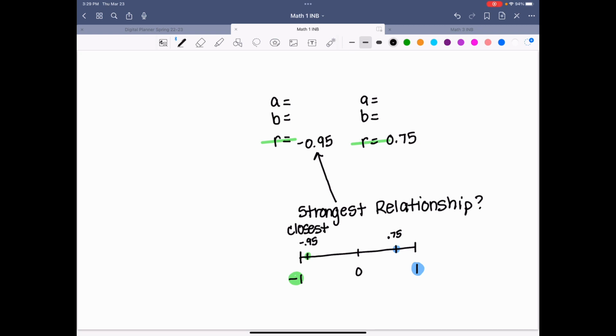Do not make the mistake of thinking that negative means weak. Negative does not mean weak. Negative just means it's going down in direction. So which one is stronger, that's going to be the one that's closest to the outsides, and the outsides are 1 or negative 1.